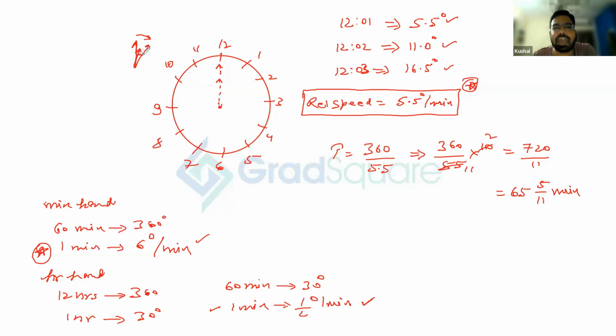That means what is the angle between the two of them now? This has moved 6 degrees. This has moved only half a degree. This was over here. This has moved only half a degree. So the angle between the two of them that has been created is 5.5 degrees. Clear? So every minute, this is precisely what is going to happen. That minute hand is going to move by 6 degrees. The hour hand is going to only move by half a degree. So the angle created between the two of them will become 5.5 degrees every minute. Is that clear now?